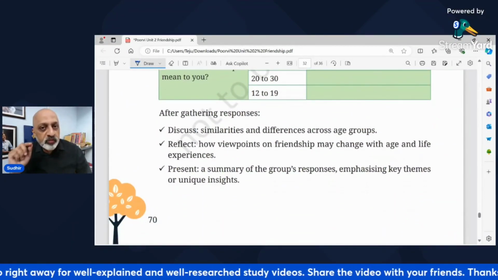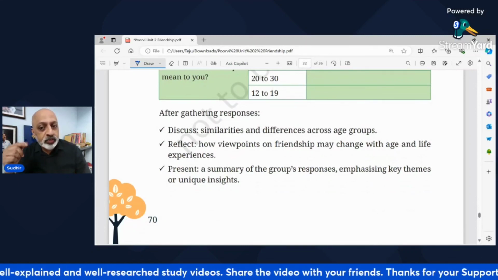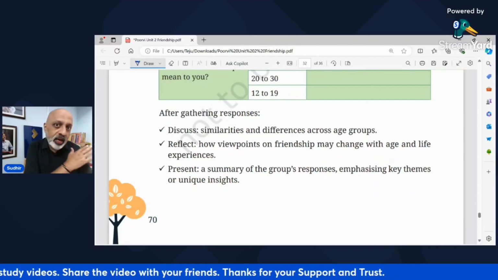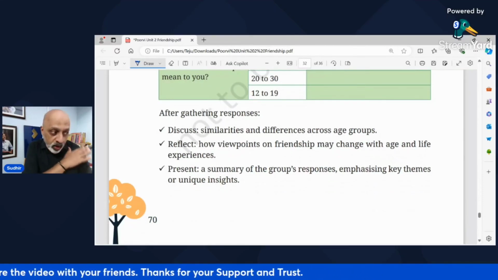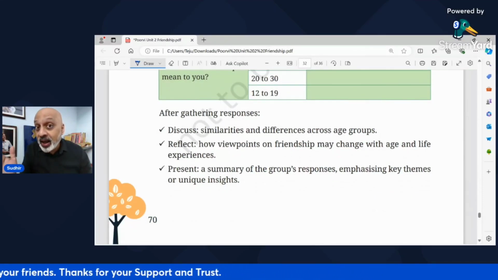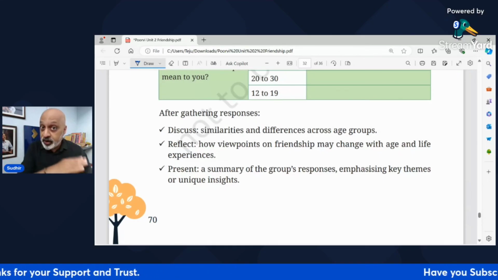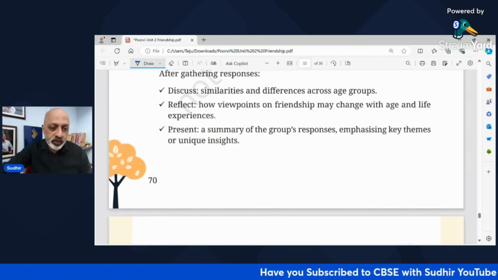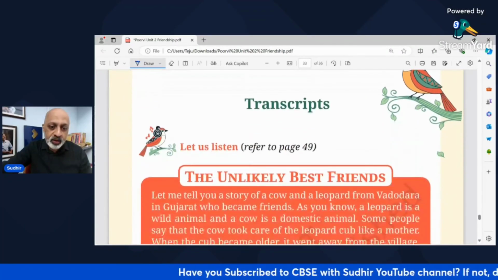So you see, you reflect upon how viewpoints on friendships change with age and life experience, because the kind of friends I may have had when I was in school would be very different from the friends that I have now at this stage of my life, right? That's the change. The experience teaches you a lot of things, good experiences and bad experiences.